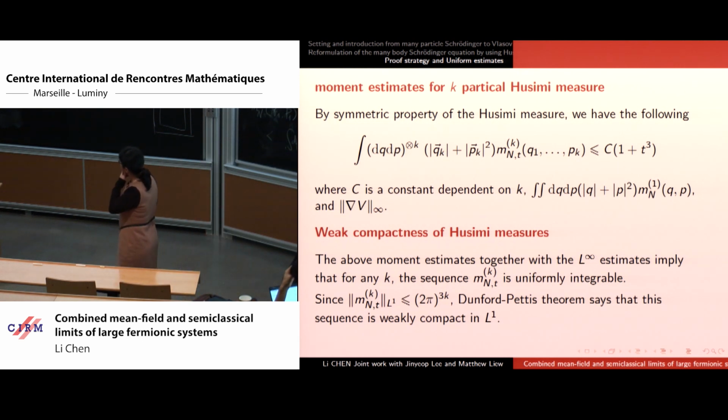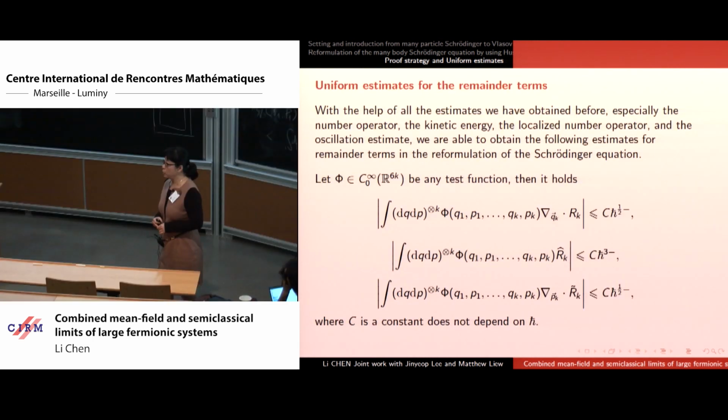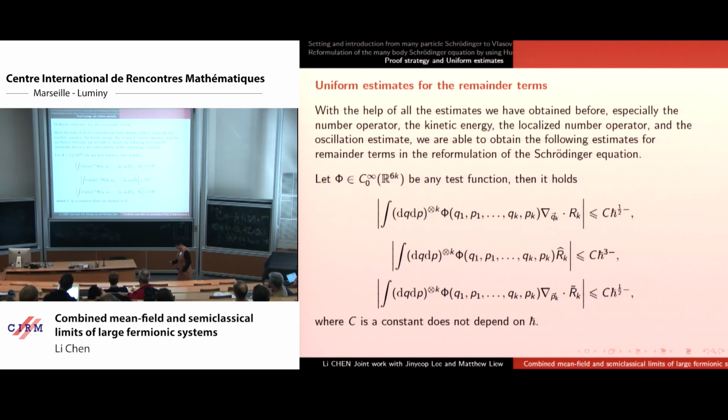Okay, then we are ready to just take the weak limit, because then you can use the Dunford-Pettis theorem to say that it's weakly compact in L1. Then all the linear terms from the equation are done. And what remains is to think about how to bound the remainder terms. Basically we have three types of remainder terms. You can ignore all of these sentences, just focus on these three estimates.